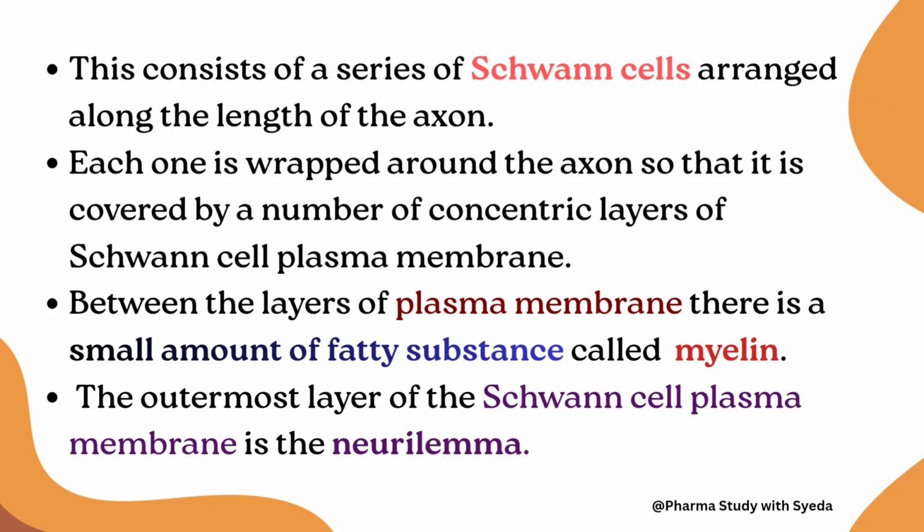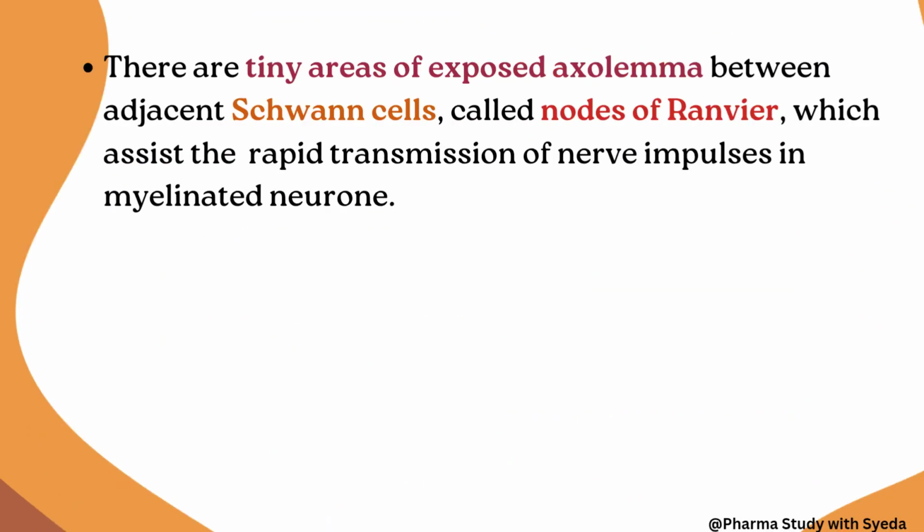The outermost layer of the Schwann cell plasma membrane is the neurolemma. There are tiny areas of exposed axolemma between adjacent Schwann cells, called nodes of Ranvier, which assist the rapid transmission of nerve impulses in myelinated neurons.